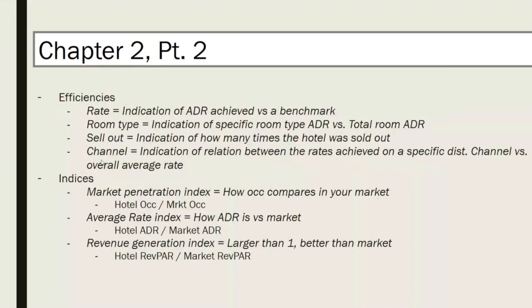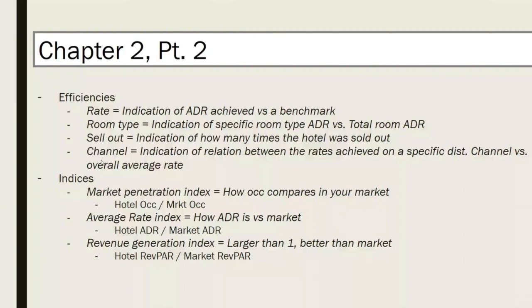Next, in terms of KPIs, we also have efficiencies. We have, for example, 4 main efficiencies that we discuss in class. First, rate efficiency, which is an indication of ADR achieved against a benchmark. For example, you can look at it against the best available rate. That could be your benchmark, and you're looking at how efficient your rate is. This can be measured against specific segments or aggregate segments, depending on the needs of the business. Again, it depends on how the business is functioning.